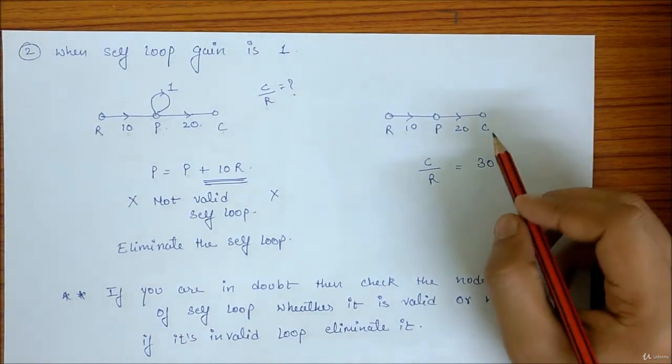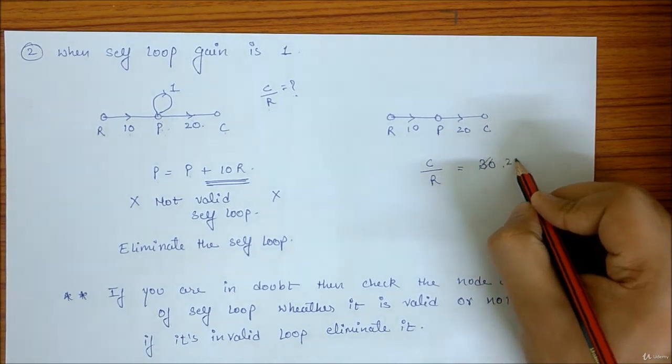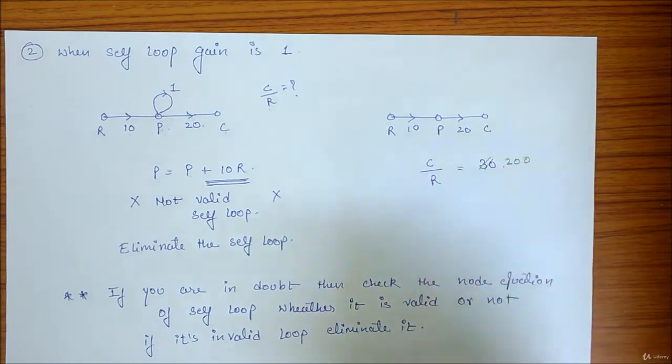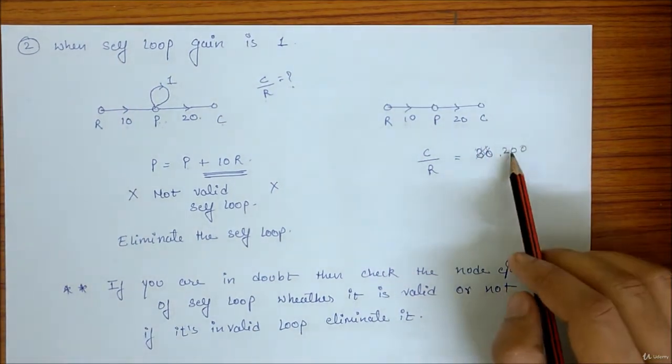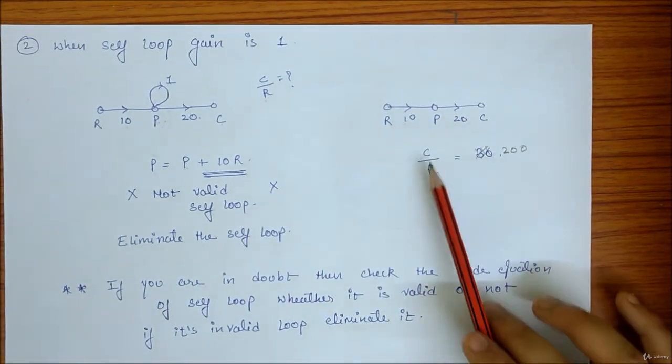One more zero will come. Sorry. This will be 200 multiply. Okay, I'm sorry for my mistake. So this should be 220 into 10. So this will be my C by R.